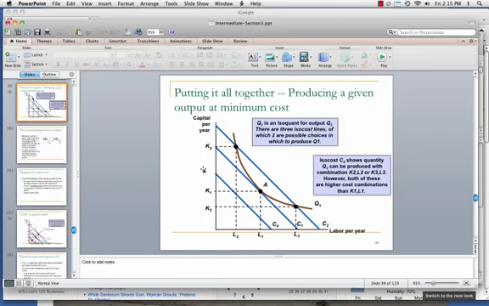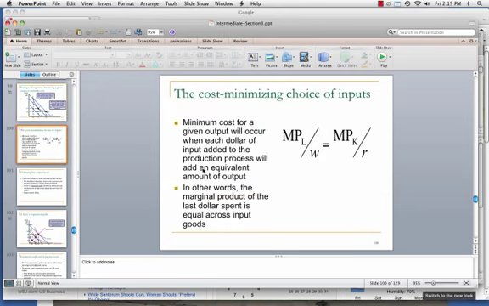And again, when we put this all together, we find our optimal point as L1, K1, the point of optimality, and in this case, we want to produce Q1, but we want to do it at the minimal cost. So we're trying to find the lowest isocost curve just tangent to the isoquant. I'll repeat that again. We're looking for the lowest isocost curve just tangent to the isoquant. Okay. So when we're trying to cost minimize, again, the productivity per dollar spent for each input would be the same.